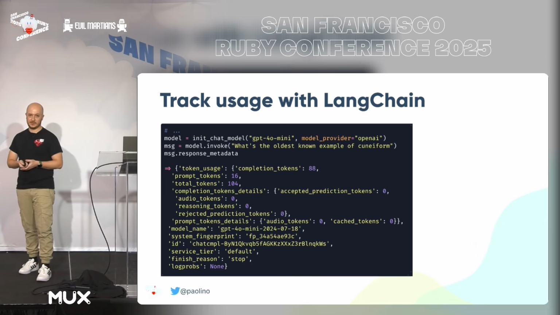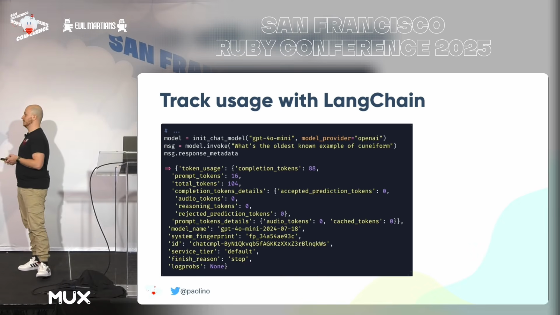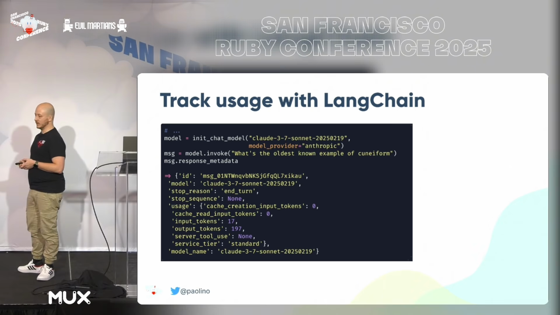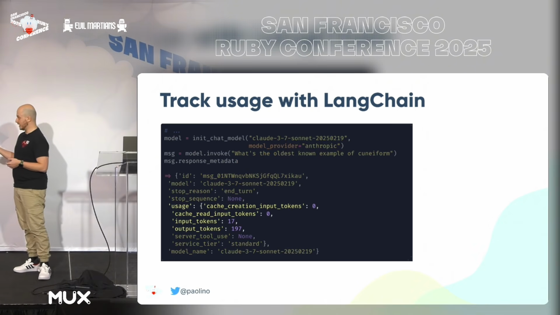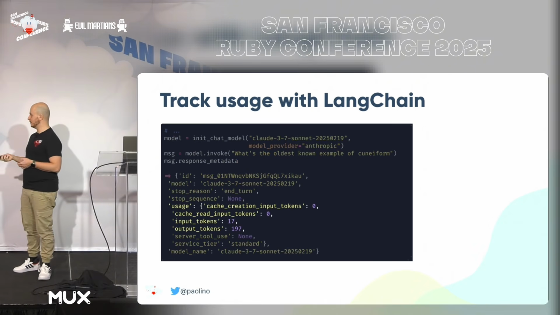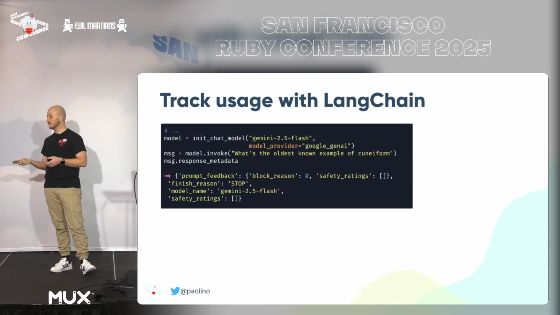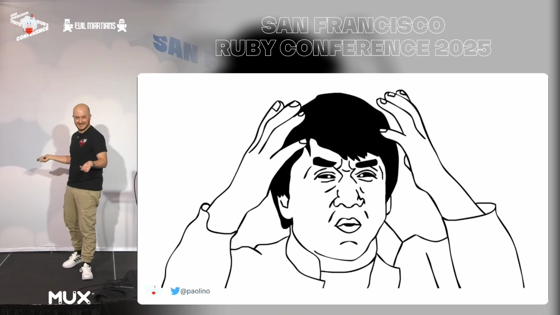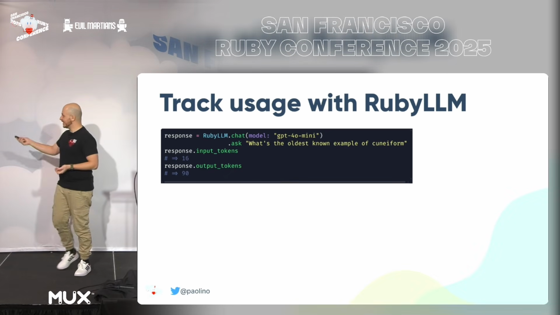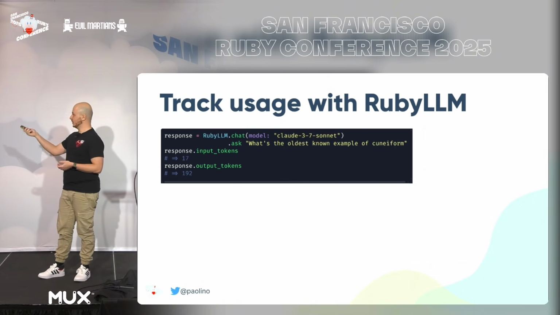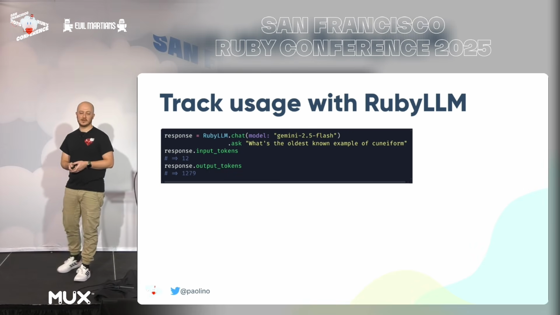This is how to track usage with these complex frameworks. Can you see where it is? This is for GPT models. And now let's say you switch models. You want to use Claude, where now it's over there. And can you see where it is in the Gemini response? Oh, it's nowhere. What? This is how you can do it in RubyLLM. Very simple. You change the model, still there. Gemini? Oh, we actually can parse that.